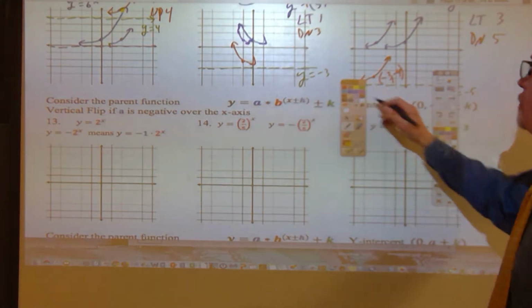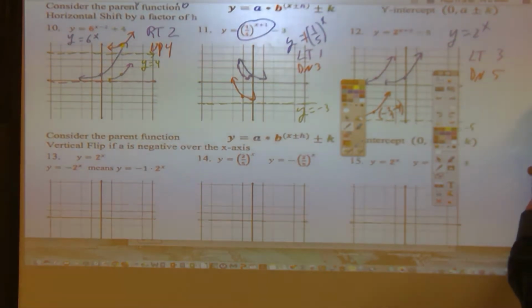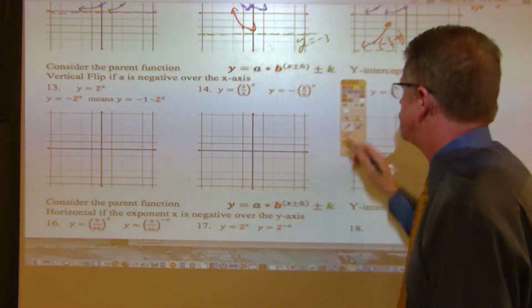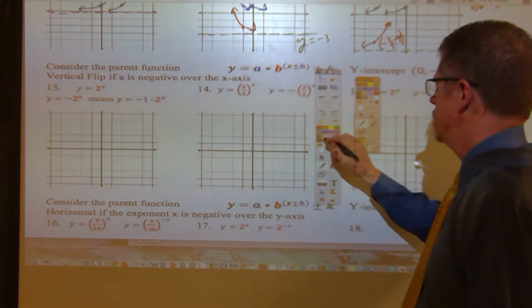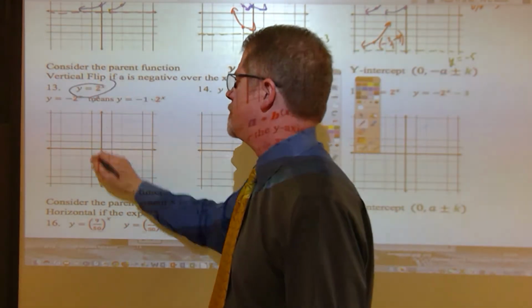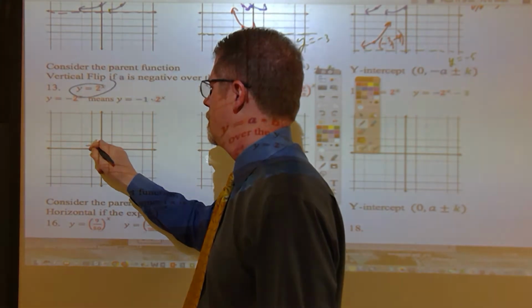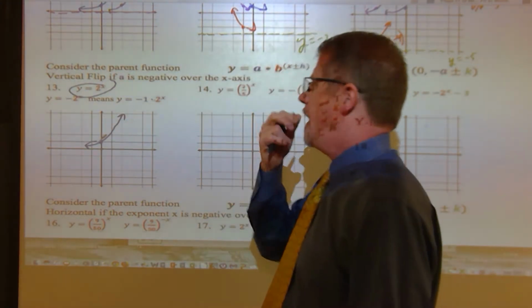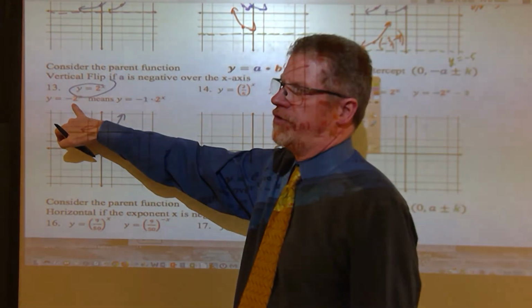Now we're going to do something new. Instead of just up, down, left, right, we're going to do reflections, coded REF. So here we go. There's a parent graph of 2 to the x here. So please sketch the parent graph 2 to the x. And let's talk about what effect putting a negative sign out front would be.